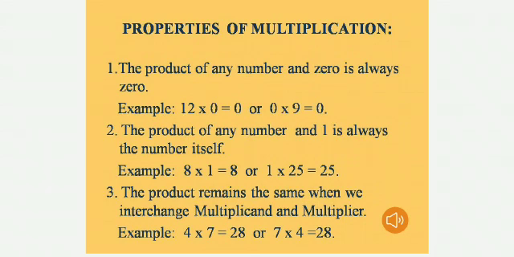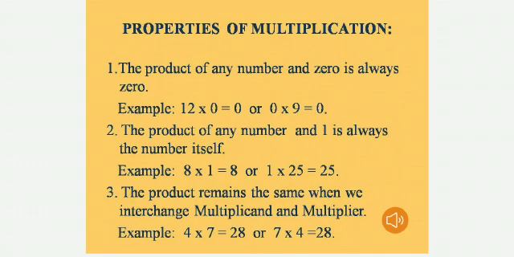Second point, the product of any number and 1 is always the number itself. Example, 8 into 1 is equal to 8. That is, 8 ones are also 8. Or 1 into 25 is equal to 25. Here in this example you can see whenever we multiply a number with 1, we will get the same number, that is 8 ones are 8. Or when you multiply any number with 1, 1 into 25, we will get 25.